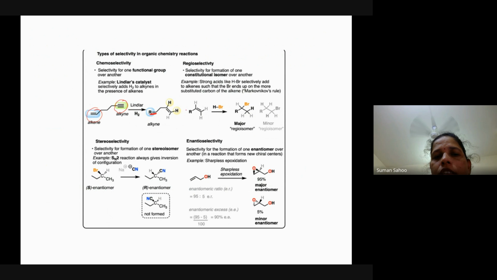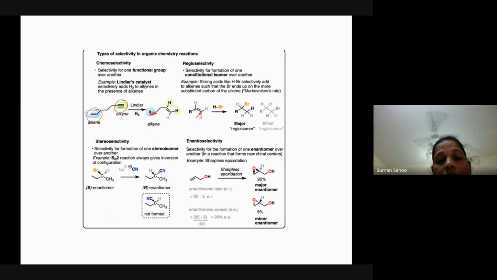So that would be your chemoselectivity, meaning one functional group will be reacted, the other functional group will not be reacted. Regioselectivity: when we have the addition of HBr, you know the Markovnikov's rule. So here we have a major regioisomer. The hydrogen can attack this position or that position depending on your Markovnikov's rule. So that is your regioselectivity, which position it is attacking.